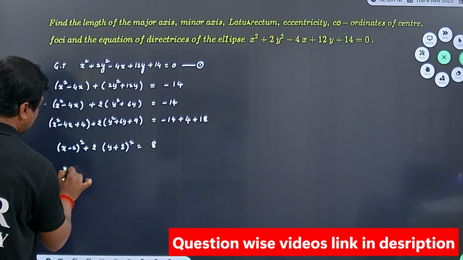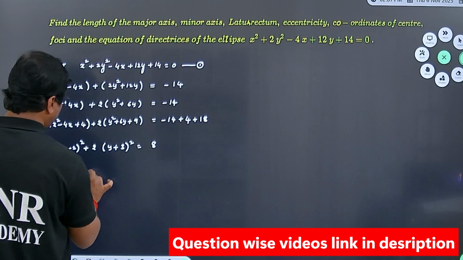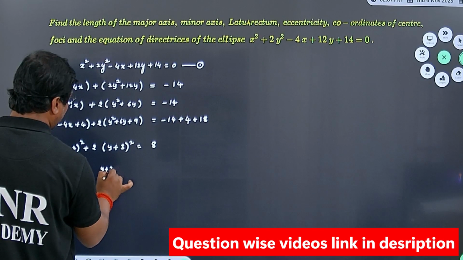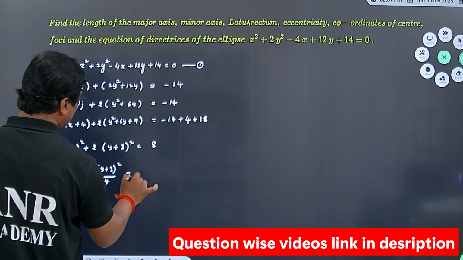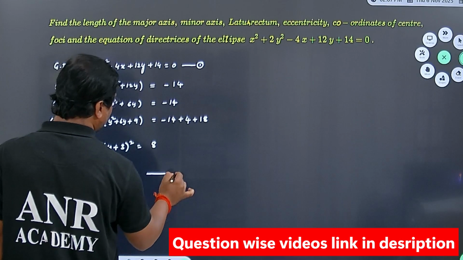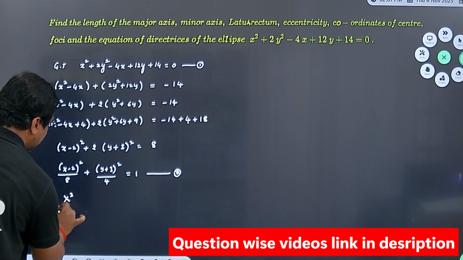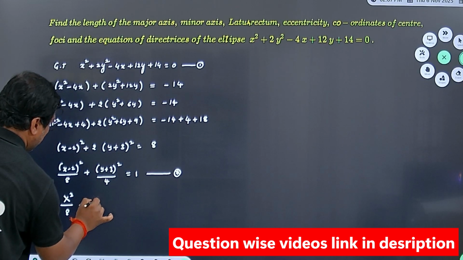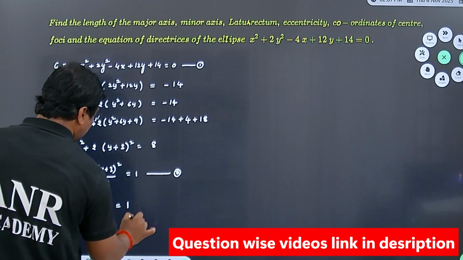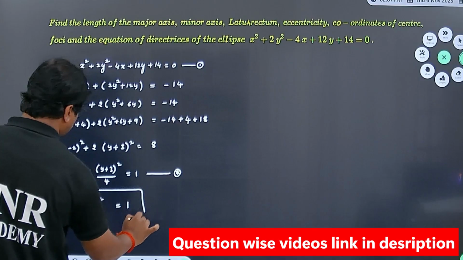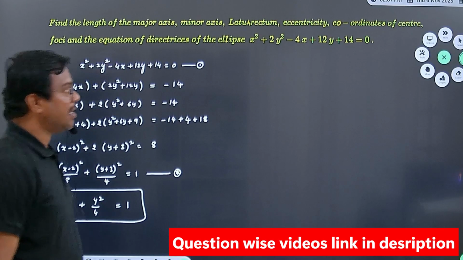Now x minus 2 whole square divided by 8 plus y plus 3 whole square divided by 4 becomes 1, and it can be written as X square by 8 plus Y square by 4 equal to 1, where capital X is x minus 2, capital Y is y plus 3.